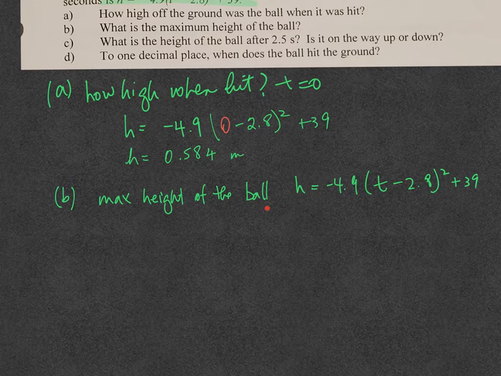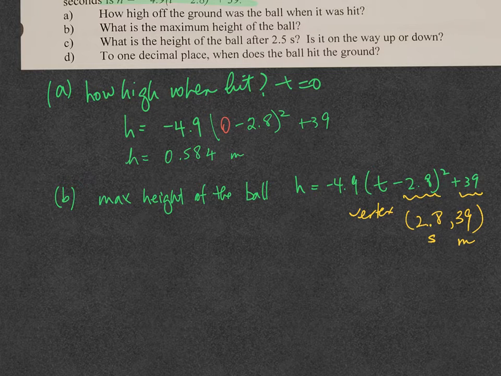So the maximum height of the ball occurs at the vertex. So we need to know the vertex. And since this is in vertex form, we can pull the vertex right out of there. So it's 2.8 and 39. Now that means 2.8 seconds and 39 meters. So the maximum height of the ball is 39 meters.